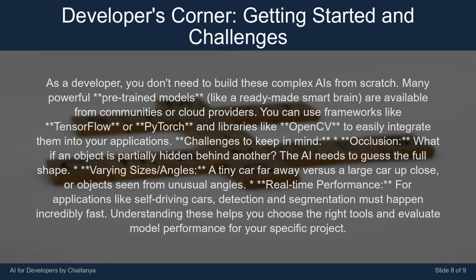Challenges to keep in mind. Occlusion: what if an object is partially hidden behind another? The AI needs to guess the full shape. Varying sizes and angles: a tiny car far away versus a large car up close, or objects seen from unusual angles. Real-time performance: for applications like self-driving cars, detection and segmentation must happen incredibly fast. Understanding these helps you choose the right tools and evaluate model performance for your specific project.